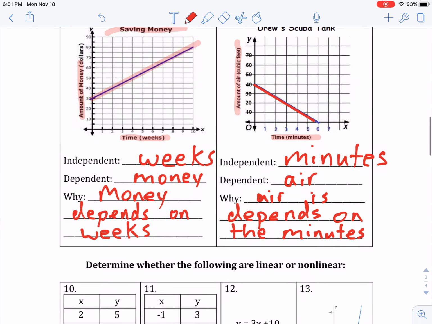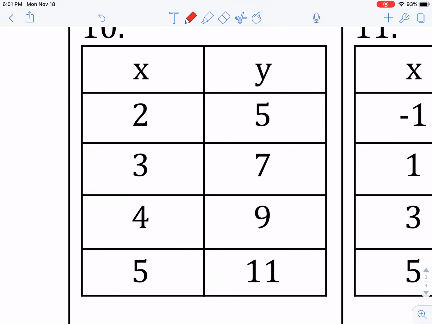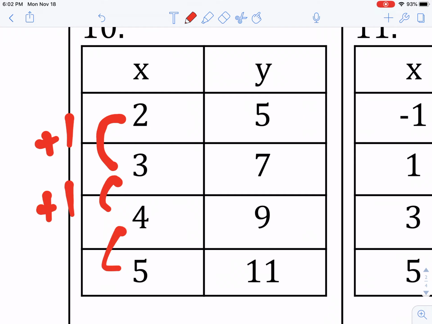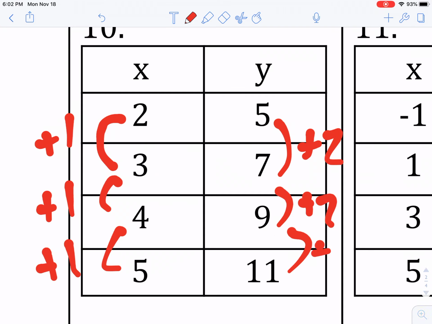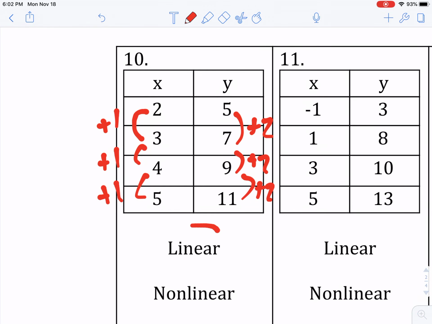Now we're going to move on down to another section, and we're going to talk about how to determine if something is linear or nonlinear. When we're looking at a table, the first thing you should consider when determining if something is linear or nonlinear is the constant rate of change. See how this goes +1, +1, +1? And then this side goes +2, +2, +2. It has a constant rate of change. And because it has a constant rate of change, that means that this table is linear.